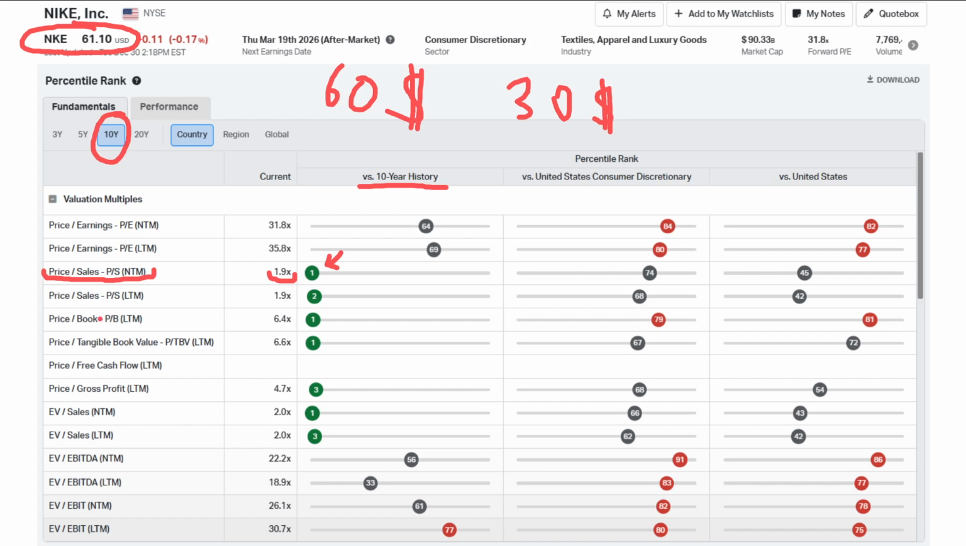And we can see that from the valuation multiples, all of those multiples are very low, other than the price to earnings ratio, where the percentile rank is at 64, meaning that more than half of the time this company was traded with this multiple, price to earnings ratio, at a lower level than it currently is.